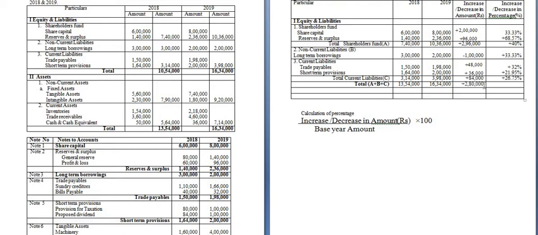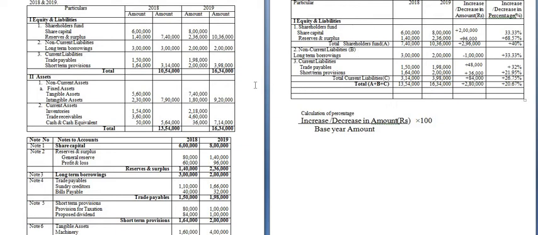Now find out the percentage. 2,80,000 divided by 13,54,000 into 100 is equal to 20.67 percentage. But before that, here a plus sign, 20.67 percentage. Okay, so this is the liability side of the balance sheet.